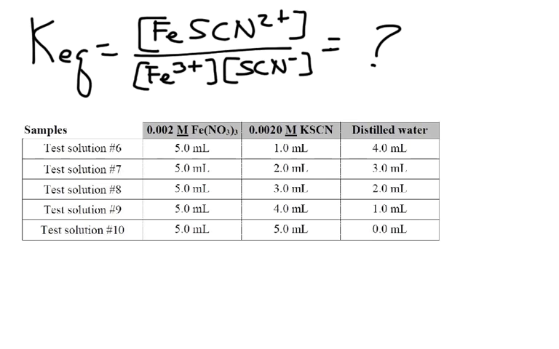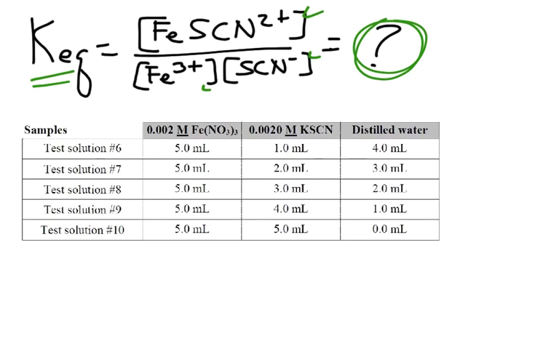Now, for the second part, and the big part of the lab, we were trying to figure out what is the Keq value for this equilibrium. The Fe3+ and SCN- turn into FeSCN2+. So we want to figure out that value. Well, the way we're going to do it is we need to get values for this, and this, and this, and substitute them into our expression and see what answer we get.